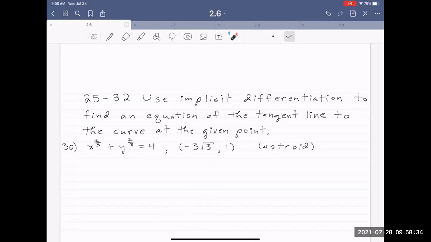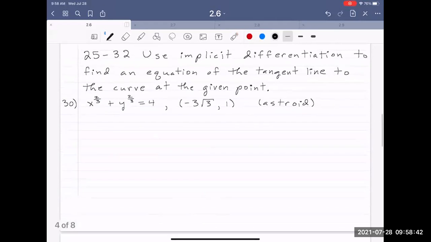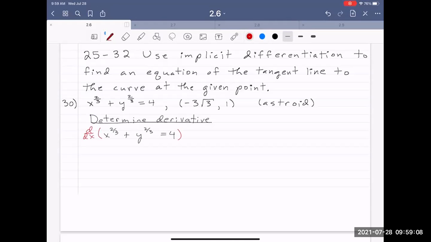And so first, let's find its derivative. So let's first determine the derivative. I have here x to the 2/3 plus y to the 2/3 equals 4. So let me take the derivative of both sides of my equation with respect to x.